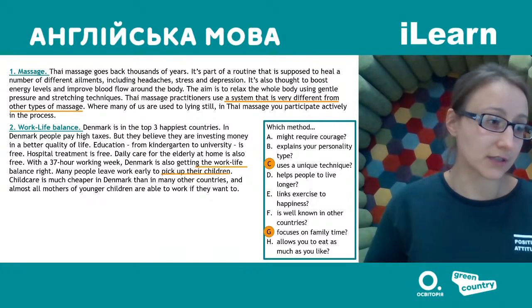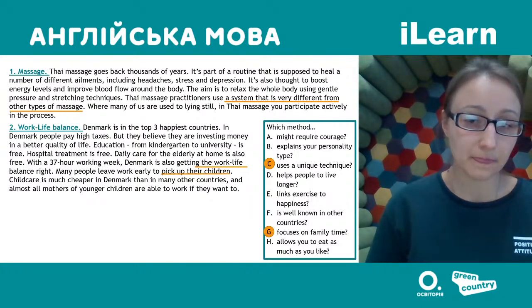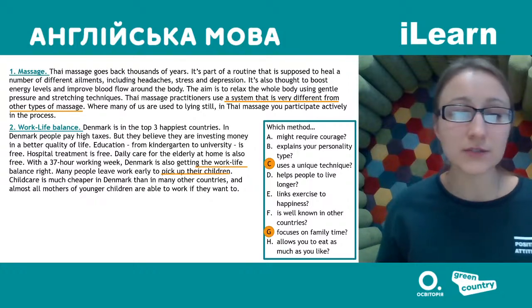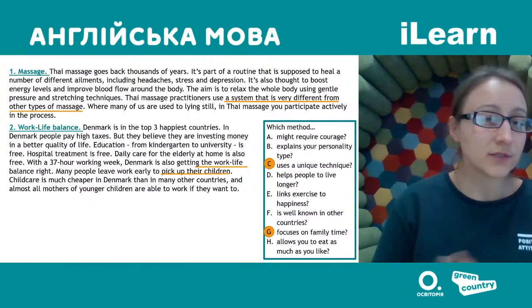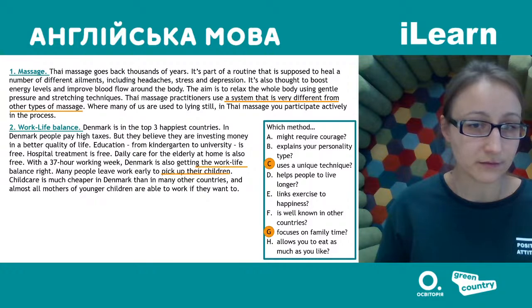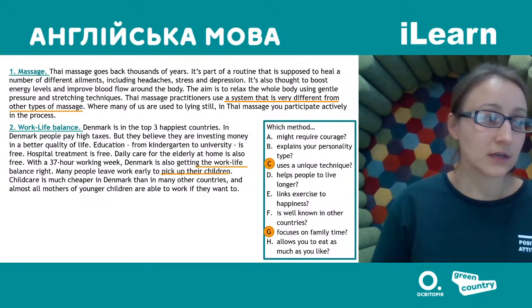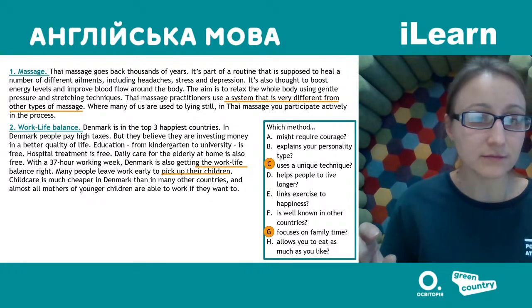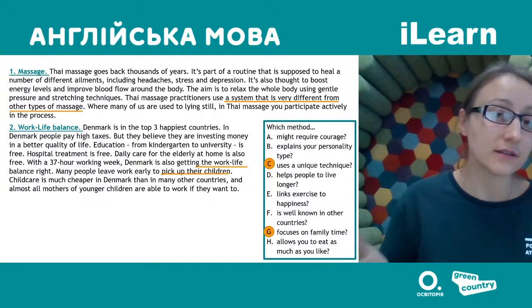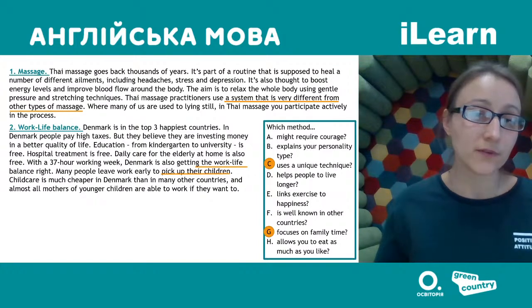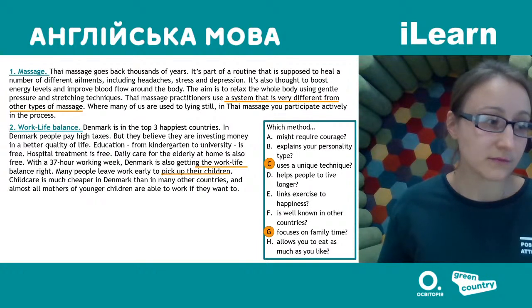Prove that it is not correct. There is nothing about other countries. It's just about Denmark, about only one country. There is word countries, but it just says that Denmark is in the top 3 happiest countries. Nothing about other countries, actually.